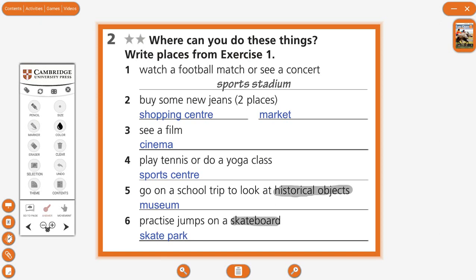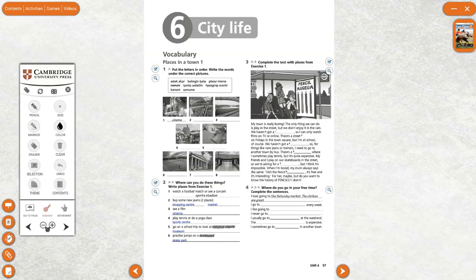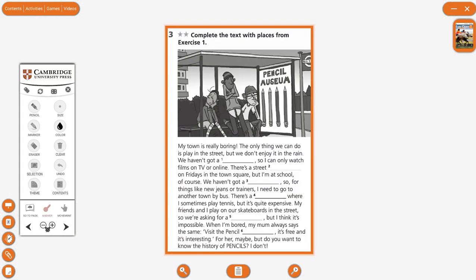Now we can check your answer. Look at the other exercise, exercise 3. Complete the text with the places from exercise 1. We will fill the blanks with the places from exercise 1. Now we can start.